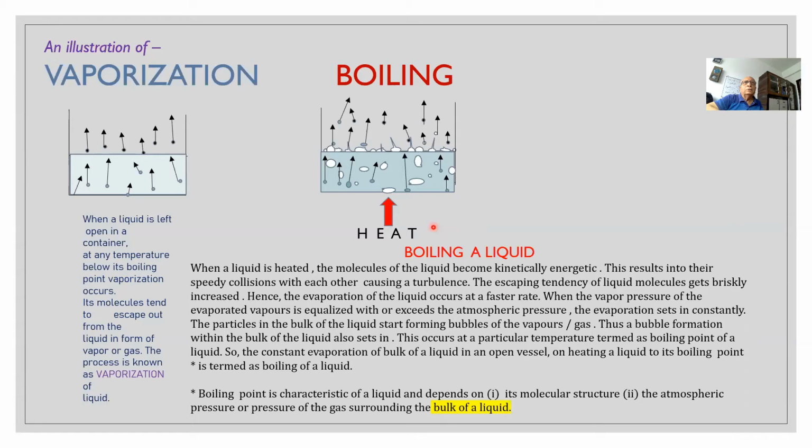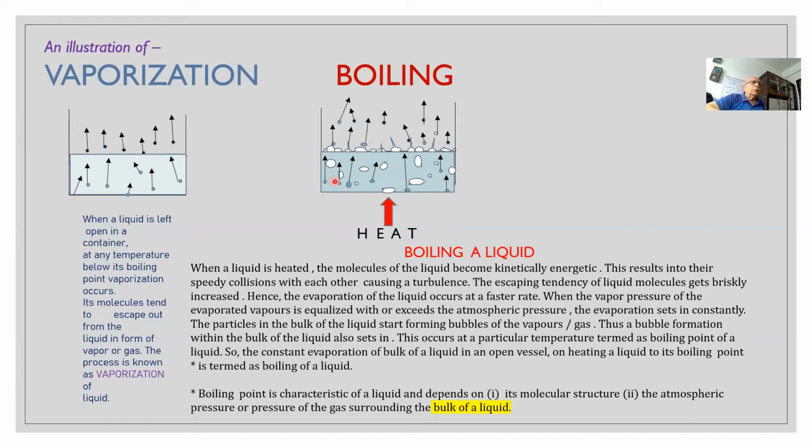Boiling occurs when the liquid is provided energy. The common form of energy provided to a liquid is heat energy, just heating. Take a bulk of the liquid in a container. If you have to boil a liquid, you have to take a container. And the liquid which you take in a container is known as liquid bulk, or bulk of the liquid.